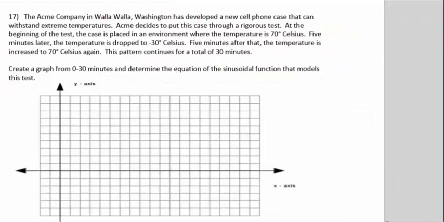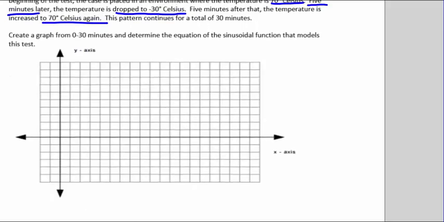All right, last one. The Acme Company in Walla Walla, Washington has developed a new cell phone case that can withstand extreme pressures. They decided to put this case through a rigorous test. At the beginning of the test, the case is placed in an environment where the temperature is 70 degrees Celsius. That's the beginning, that's going to be the y-axis. 5 minutes later, it's cooled to negative 30 Celsius, and then 5 minutes later, it increases to 70 again. The pattern continues for 30 minutes. Create a graph from 0 to 30 and determine the equation of the sinusoidal function that models the test.